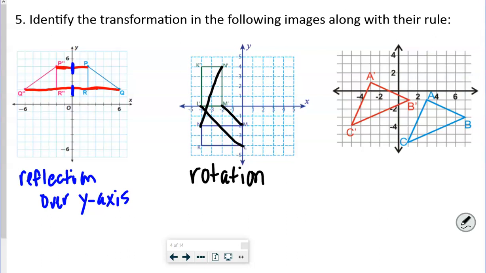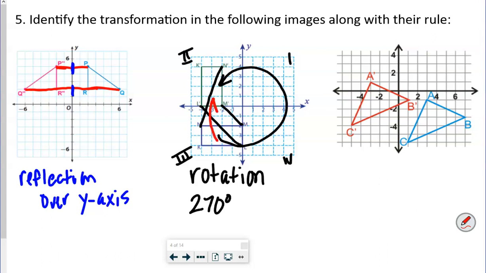So remember, we always go counterclockwise, the order of the quadrants. This is 1, 2, 3, and 4. So let's figure out how far we went. We went from this quadrant up to there. So how many quadrants did we just go? 3 of them, right? So that's going to be 270 degrees. That's a normal rotation, right? And if we do a clockwise rotation, it would have been 90 degrees clockwise, right? All right, so now let's do our last one.